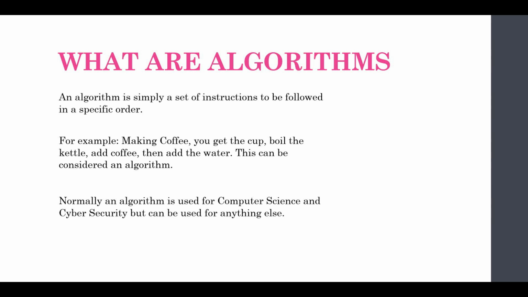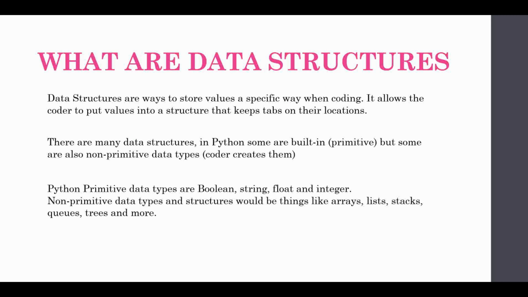So what actually is an algorithm? An algorithm is just simply a set of instructions that is followed in a specific order for a specific problem to a solution. So let's say you wanted to make a cup of coffee, you would have to get the cup out of the cupboard first, you then have to boil the kettle to make hot water, you then add the coffee, add the water, and technically this is considered an algorithm. Normally algorithms are for computer science and cybersecurity, but as an algorithm is just a set of instructions to be followed in a specific order, then anything can essentially be an algorithm.